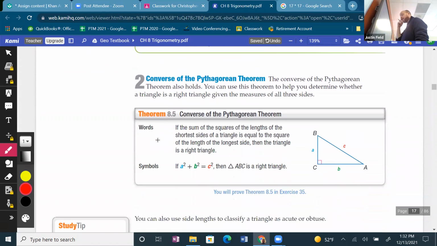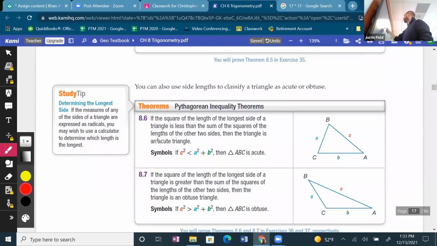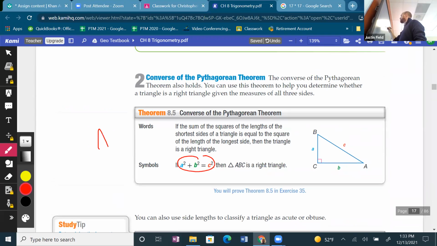All right, now the converse of the Pythagorean theorem. The Pythagorean theorem said that if a, b, and c are sides of a right triangle, then a squared plus b squared equals c squared. Well, the converse says if a, b, and c are sides of a triangle and a squared plus b squared equals c squared, then that triangle is a right triangle. All right. And that, ask a carpenter.